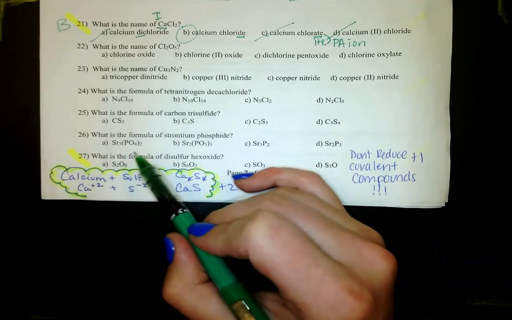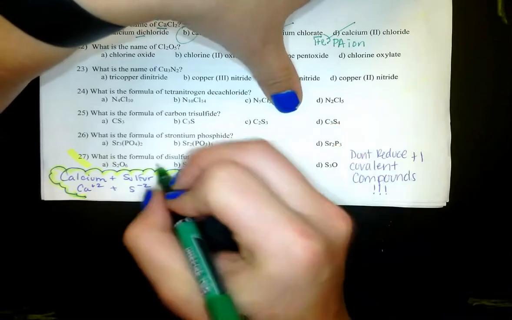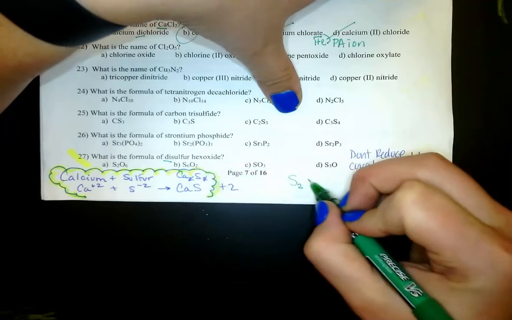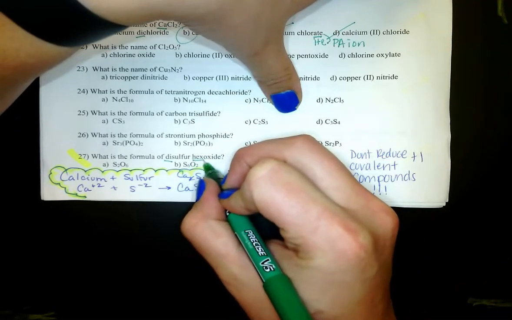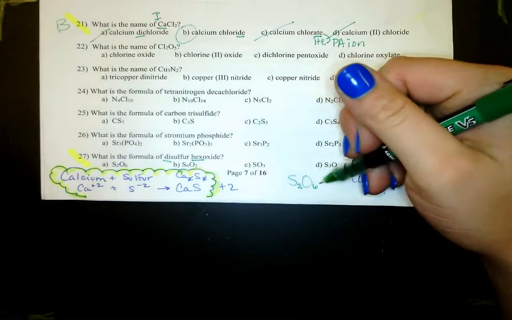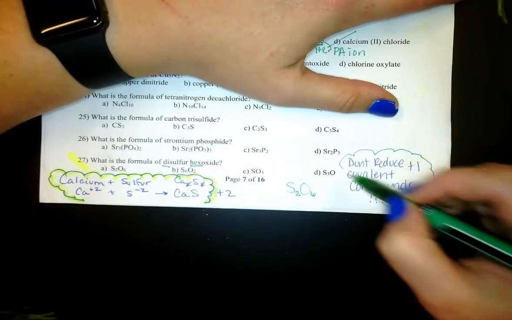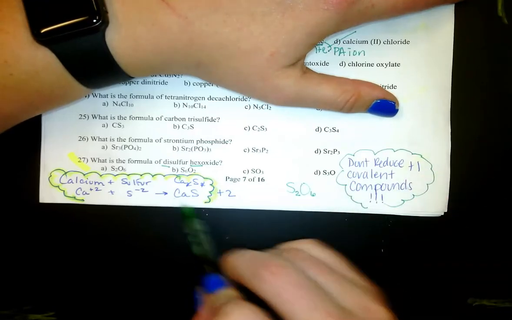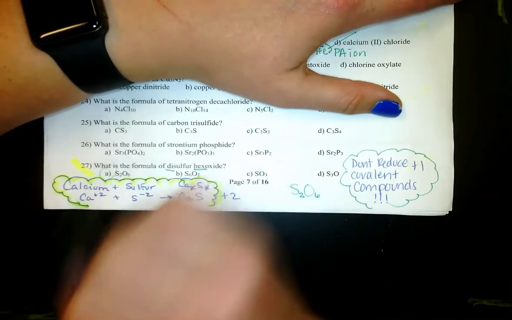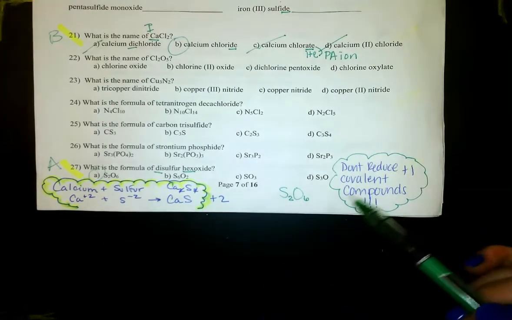Okay. And next I want to find my formula for disulfur hexoxide. So sulfur has that little di with it, which means I should have a subscript of 2, and oxide is O, and it has the prefix hex, which is 6. So I have S2O6. Okay, keep in mind, I do not want to reduce covalent compounds. Okay, you only reduce ionic ones like I did over here. Don't reduce covalent ones. So my answer is going to be A, S2O6. All right, go ahead and write these both in for some extra credit points.